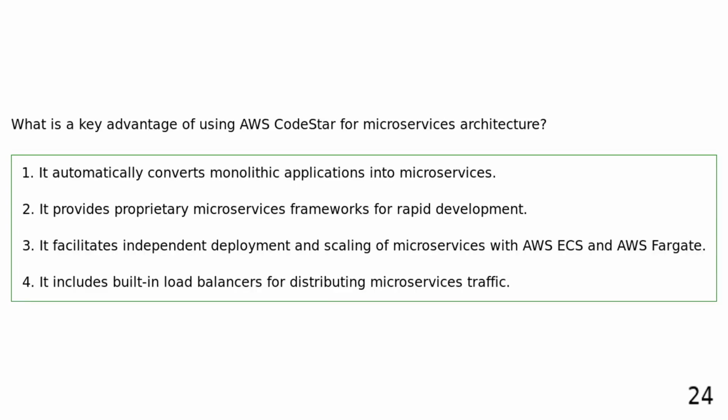What is a key advantage of using AWS CodeStar for microservices architecture? It automatically converts monolithic applications into microservices. It provides proprietary microservices frameworks for rapid development. It facilitates independent deployment and scaling of microservices with AWS ECS and AWS Fargate. It includes built-in load balancers for distributing microservices traffic.